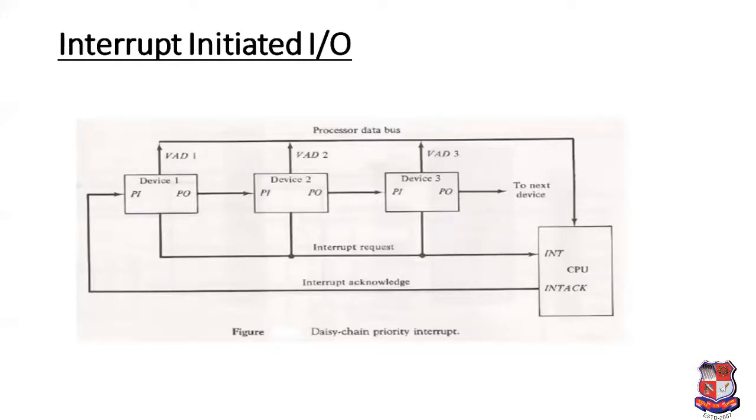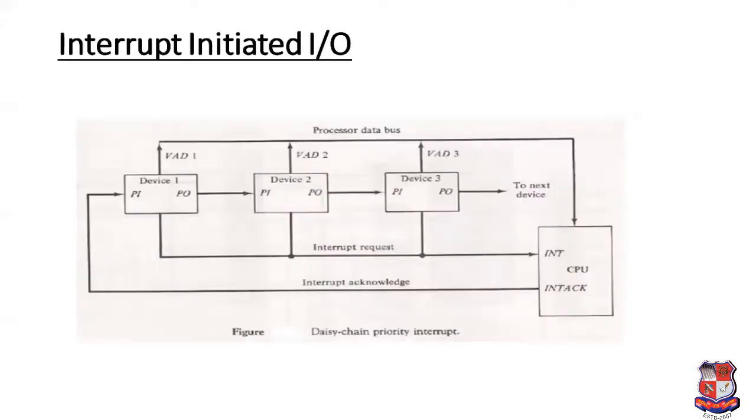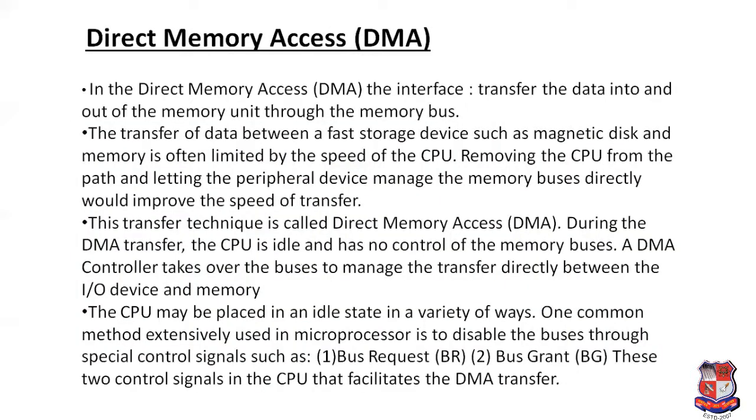Now the serving of a priority-based interrupt will be based on the priority of a device, where the device with high-speed transfer will be served first. Now, the third thing we are going to understand is direct memory access, that is DMA.